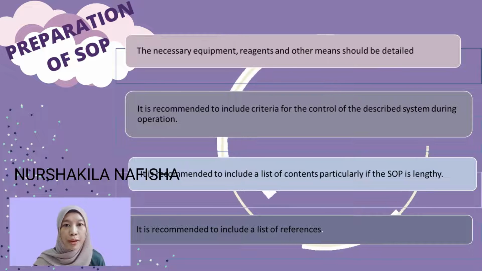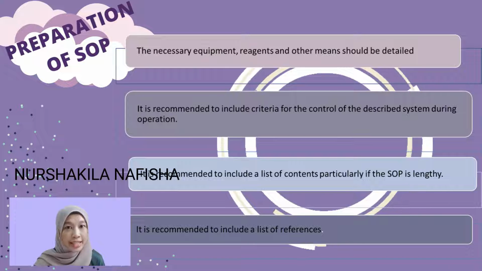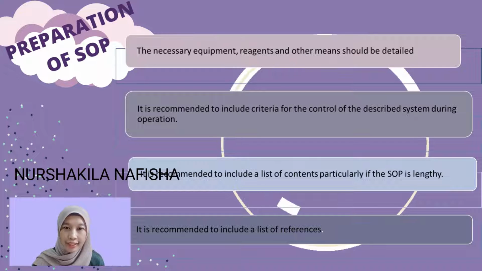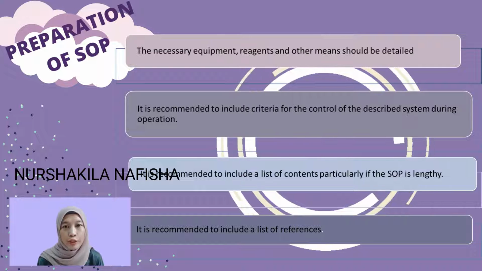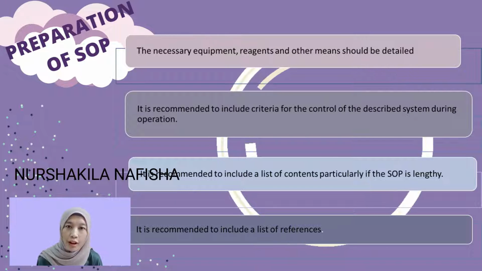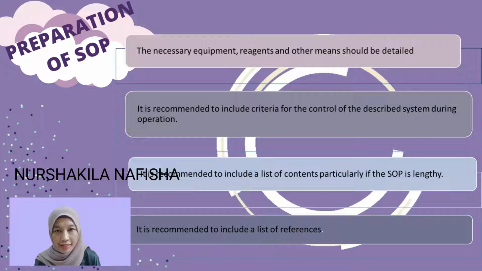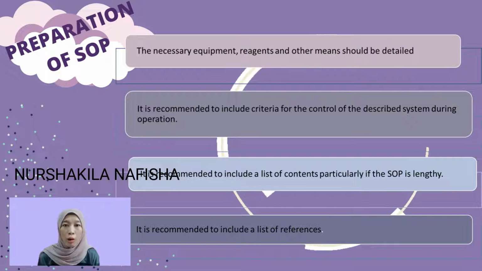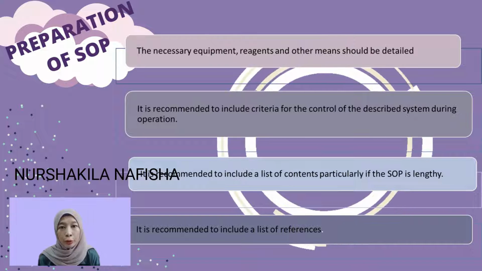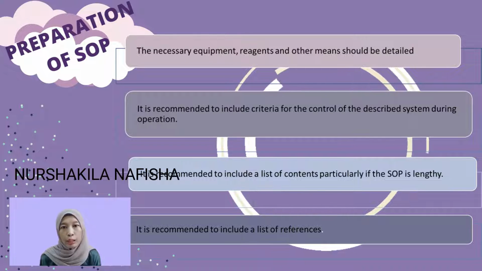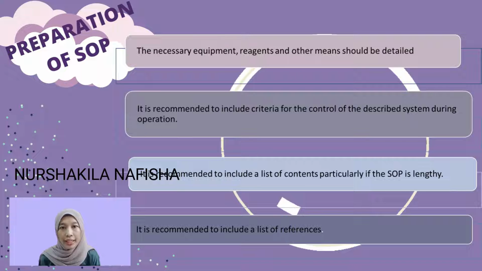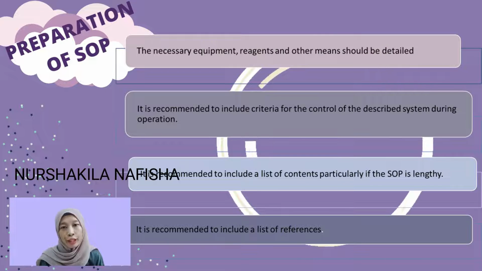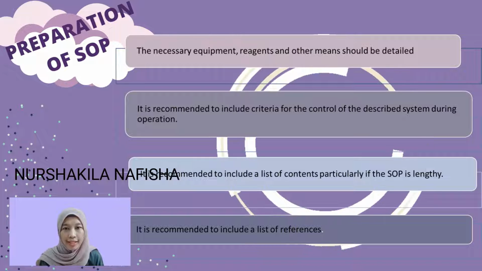Next, in the preparation of the SOP, the necessary equipment, reagent, and other means should be detailed. It is recommended to include the criteria for the control of the described system during the operation. Next, it is also recommended to include the list of the contents, particularly if the SOP is lengthy. Lastly, it is necessary to include the list of the references.